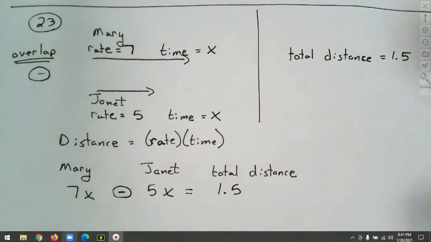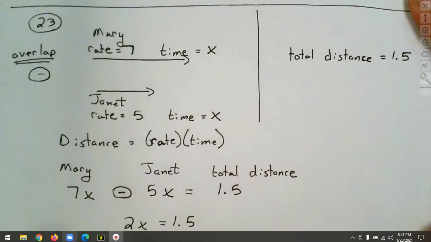So now we have our equation. So this one's actually easier to solve than the last one. Nothing to it. We're going to put these together. 7 minus 5, well, that makes it a 2x, and that equals 1.5. We're going to divide by 2, and that should give you x equals 0.75.